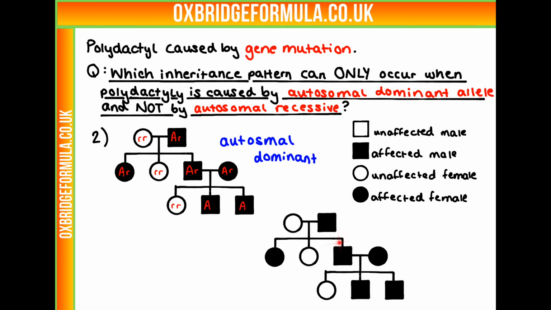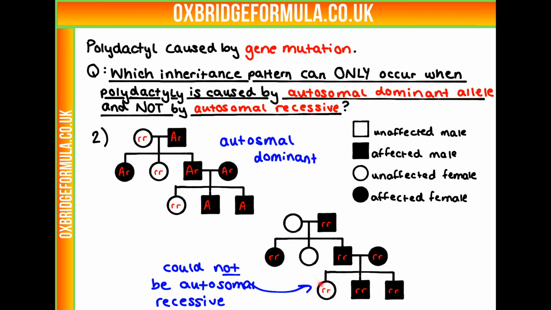All of our affected individuals this time would have to be homozygous recessive. And there's something wrong here that we can immediately spot. This individual here would have to be homozygous recessive because its parents have no dominant allele. However, it's unaffected and therefore should not have the recessive genotype. So it cannot be autosomal recessive. Therefore, this must be the inheritance pattern we're looking for.